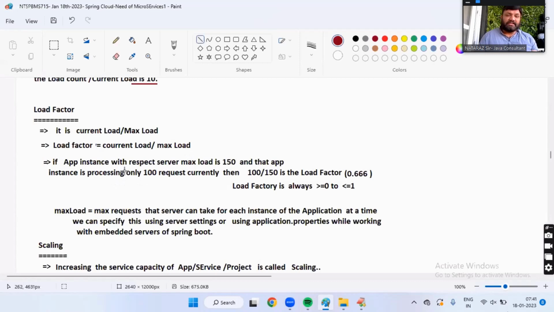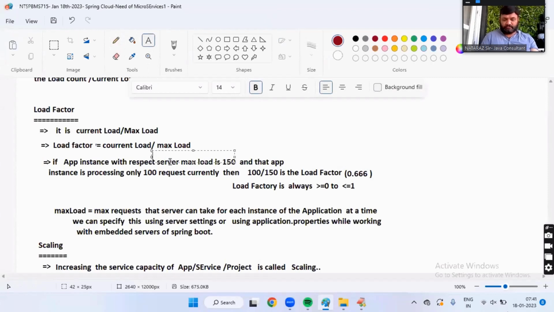If, with respect to the server, max load is 150, and the application instance is processing only 100 requests currently, then 100 by 150 is the load factor. What is the equivalent value? 0.0666.